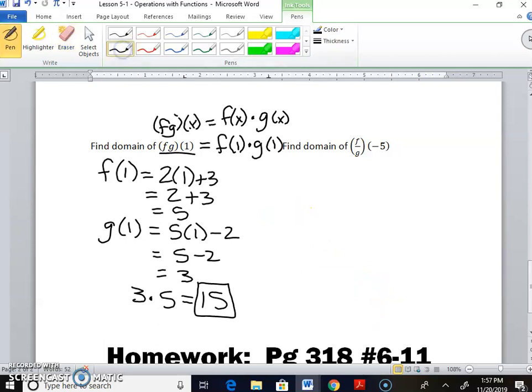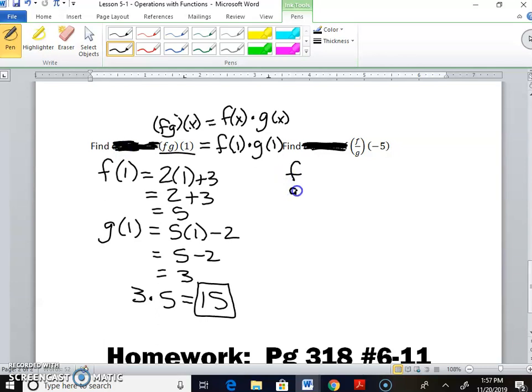Okay, so last one, find, I forgot to take off the domain again. Sorry about that, guys. I borrowed this from a college algebra PowerPoint. It's just supposed to say find. Okay, so find f divided by g of -5.